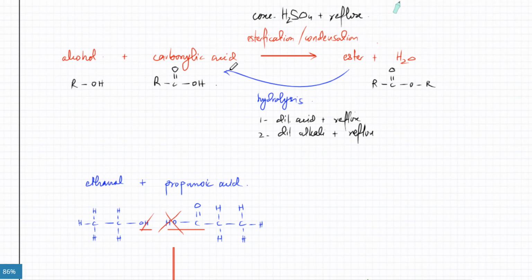And you can break the ester. It's a reversible reaction. You can do the opposite as well. That is known as hydrolysis. You break down the ester back into a carboxylic acid and an alcohol molecule. And you do that by heating it with a dilute acid plus reflux and dilute alkali के साथ भी आप उसको heat कर सकते हो.